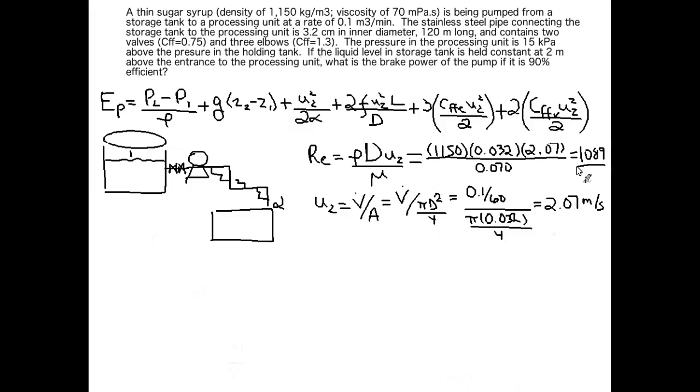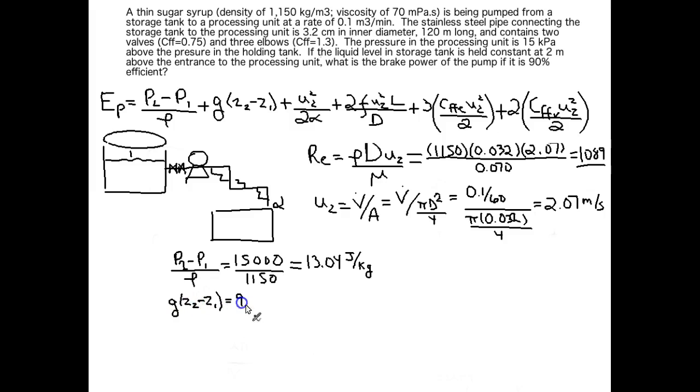We will start with our pressure term. Our pressure energy we need is 13.04 joules per kilogram. Next up, potential energy. Notice that I put in a -2 for potential energy.